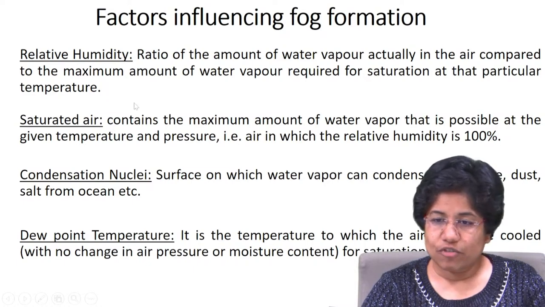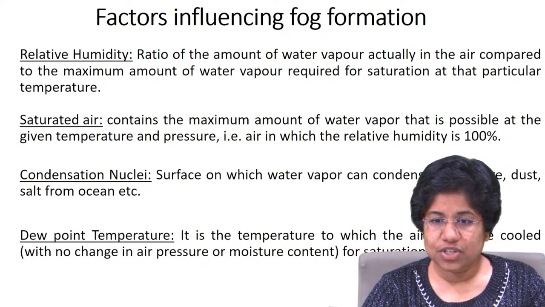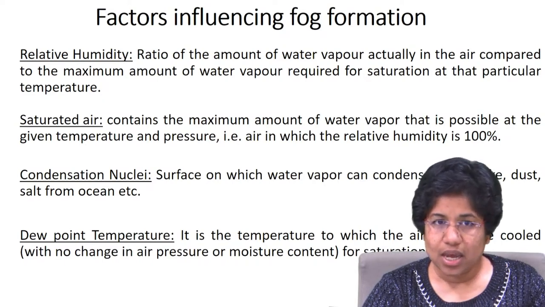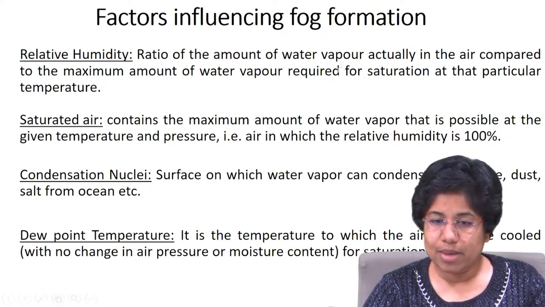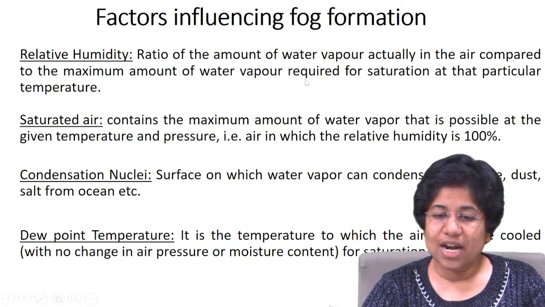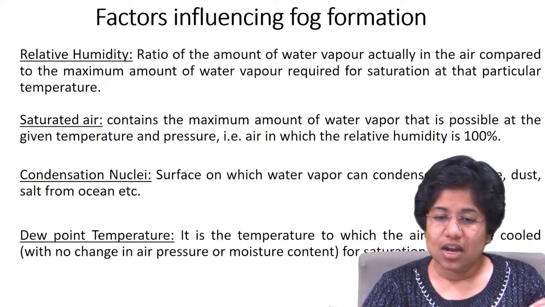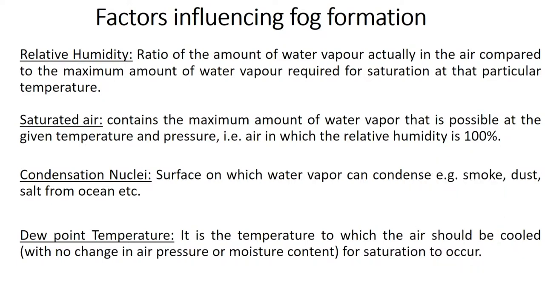So first is the relative humidity, which is defined as the ratio of the water vapor which is actually in the air compared to the maximum amount of water vapor for saturation to occur at that particular temperature. It means that if you add any additional water vapor into that air parcel, it will saturate, right? Condensation will then take place. That is, the fog formation will start, right?